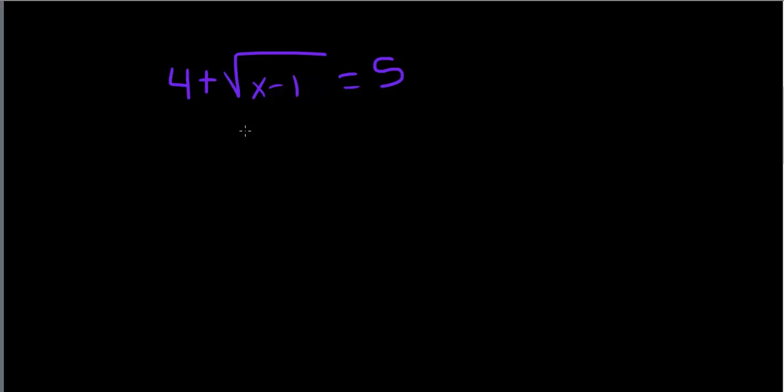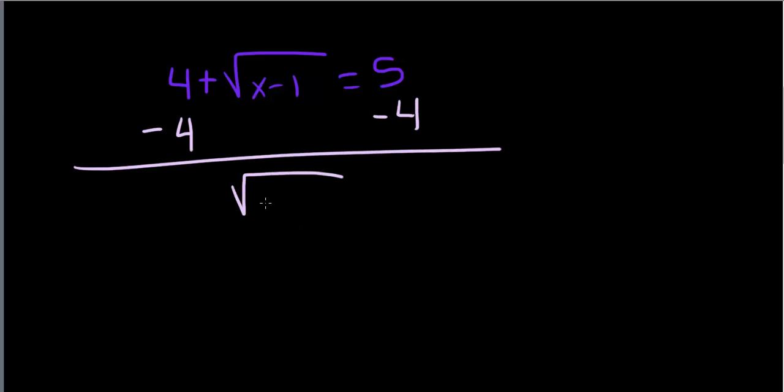We're going to solve radical equations, and what that means is that we're going to find the value or values of x that make this equation true. To solve radical equations, the first thing we have to do is isolate the radical. So I'm going to start by subtracting 4 from both sides, and that's going to give me square root of x minus 1 equals 1.